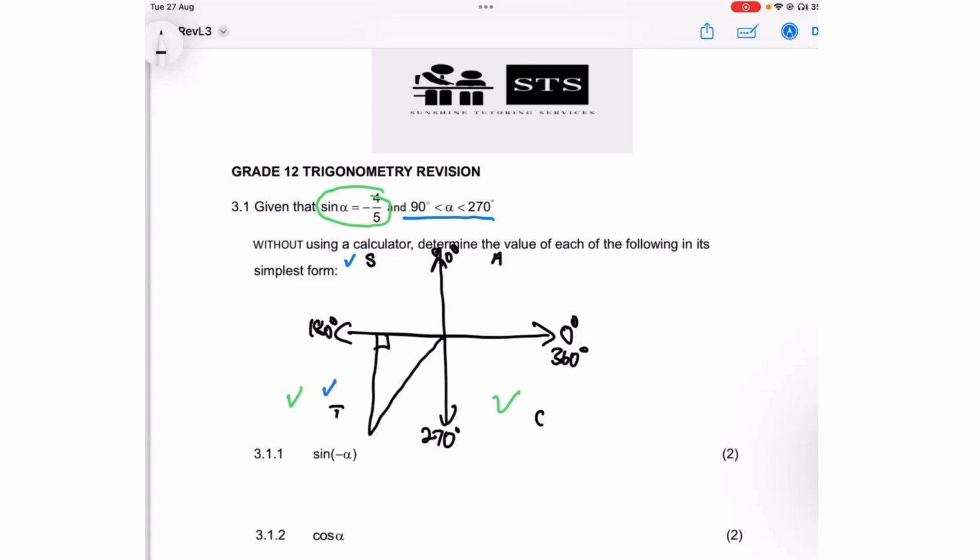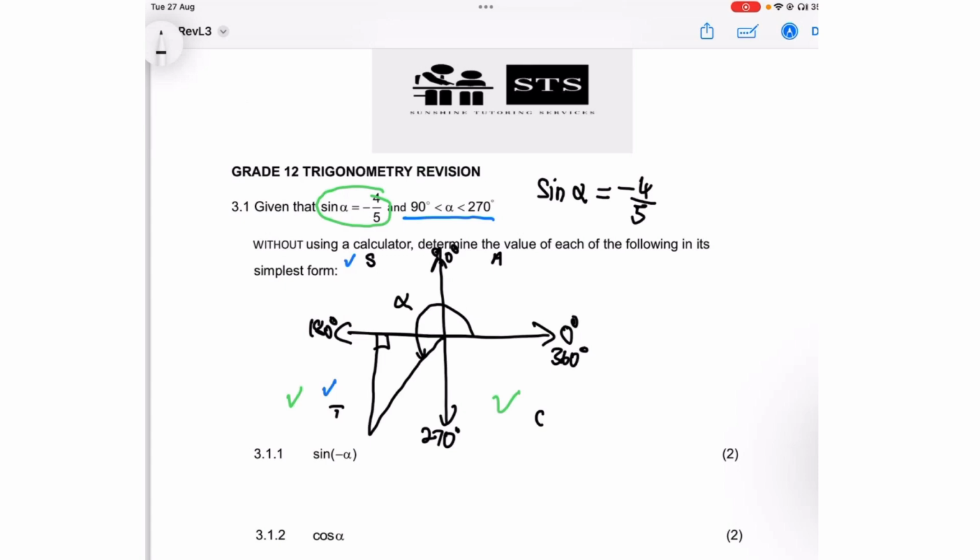So here's a right angle triangle. Now, your alpha is always from the positive x-axis to the terminal. So that whole angle is alpha there, right? Now, sine of alpha is -4/5. So sine of alpha is equal to -4/5.